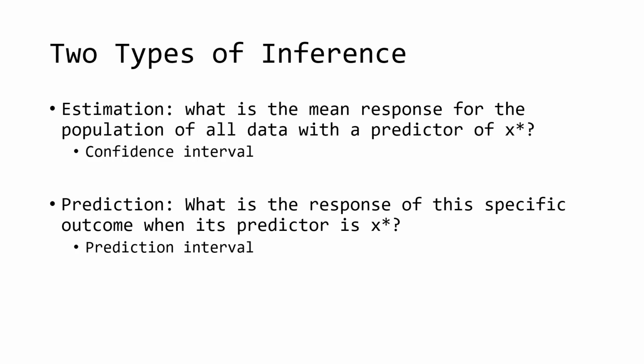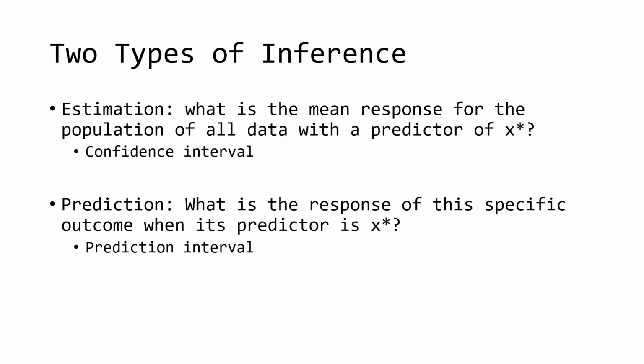We talk about a range that contains the true value some percentage of the time and refer to that as a confidence interval. For example, we might say that the range 2.5 to 5.5 contains the population mean for a predictor value of 10 95% of the time. This would be the 95% confidence interval for the population mean given x star equals 10.